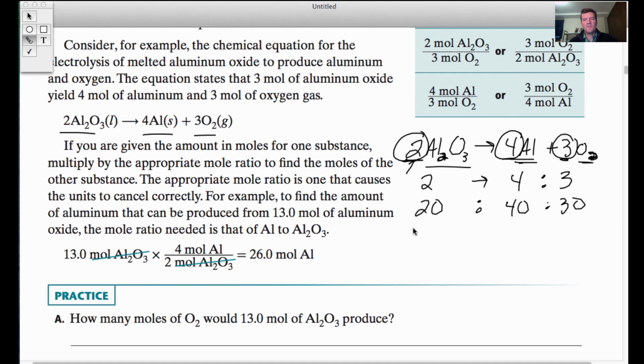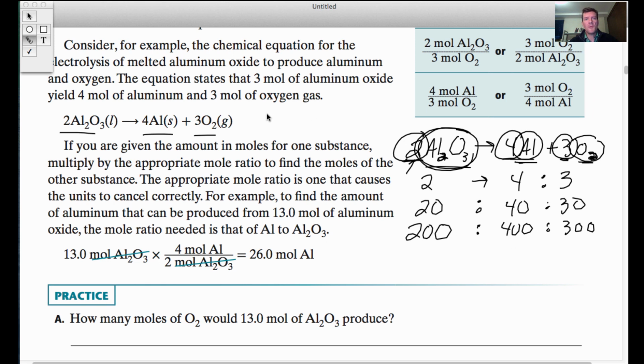So for example, if I have 200 parts of the aluminum oxide, I know then the amount of aluminum that's going to be produced has to be 400 parts of the aluminum. And the oxygen, there have to be 300 parts. Always in a 2-4-3 ratio. Always. Okay?